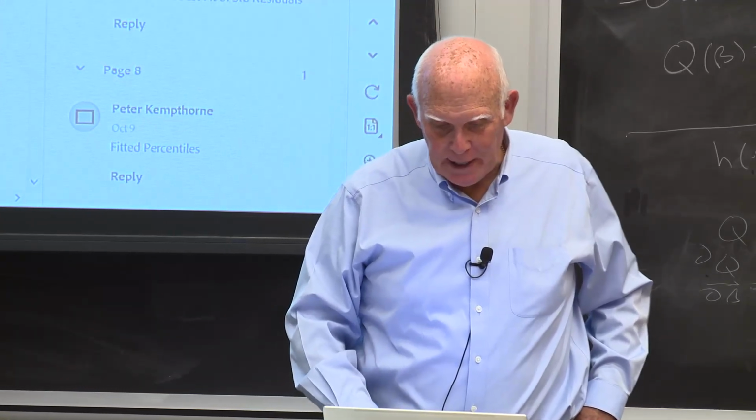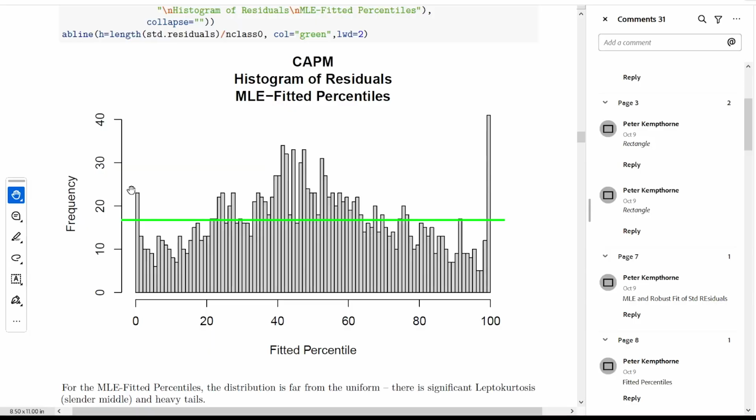And with the MLE, here's the histogram of the fitted percentiles. It's basically underestimating percentiles that are close to the mean or the median. And so it really isn't fitting the residuals very well across the whole range.